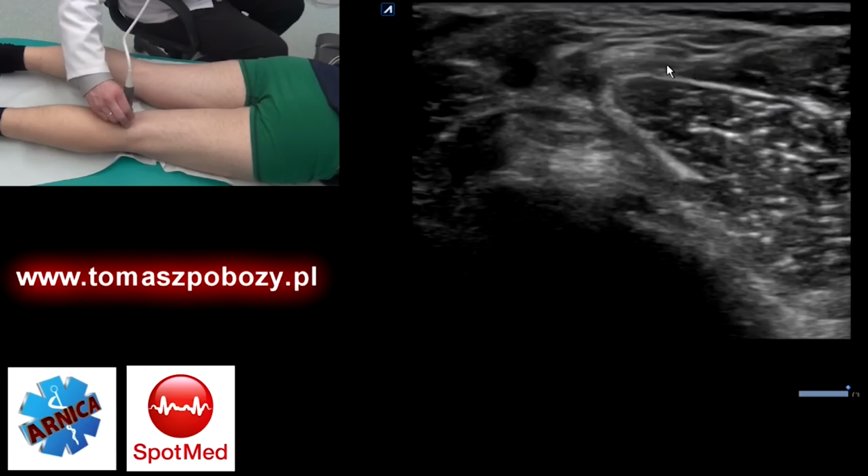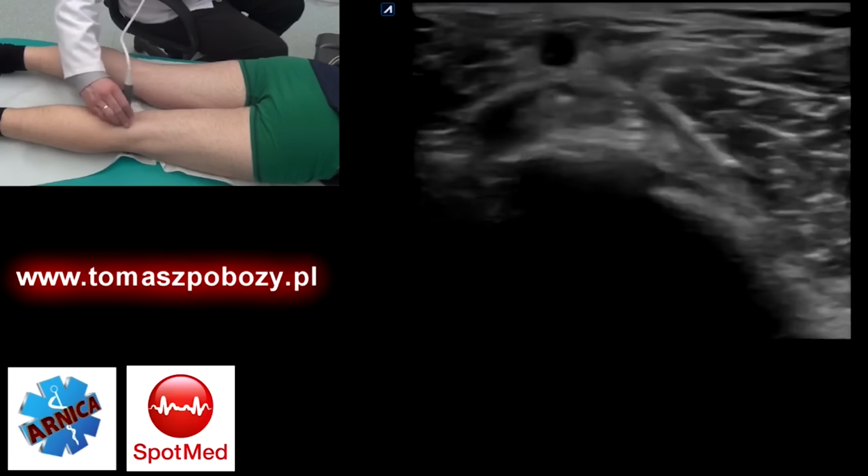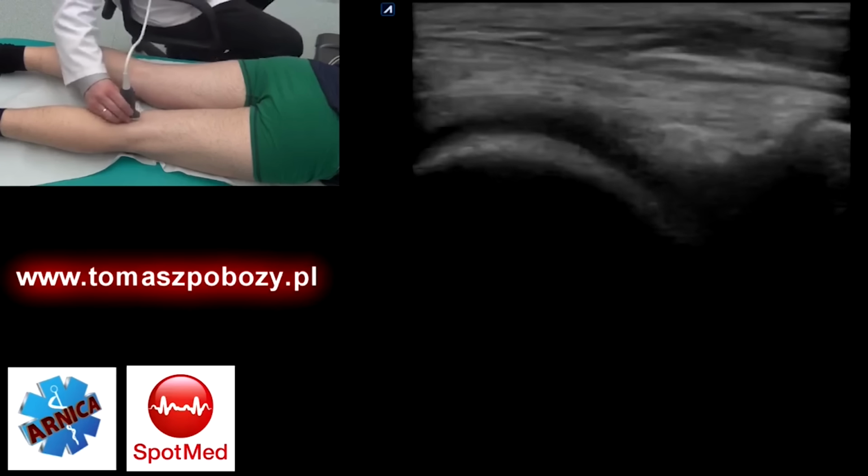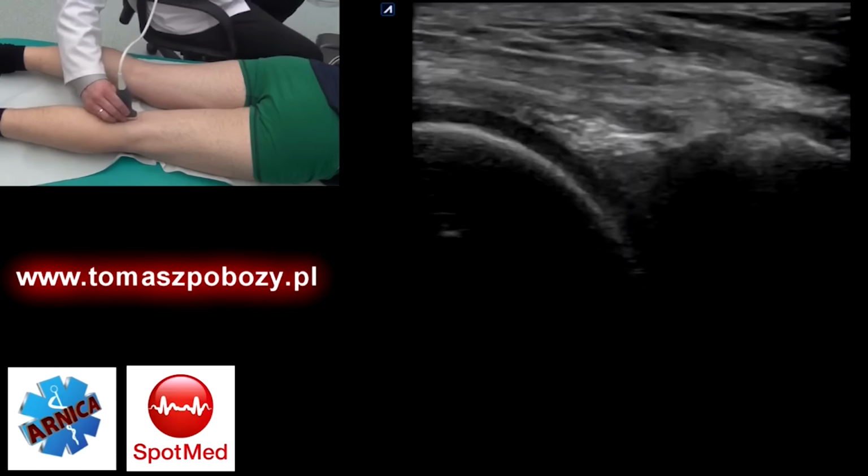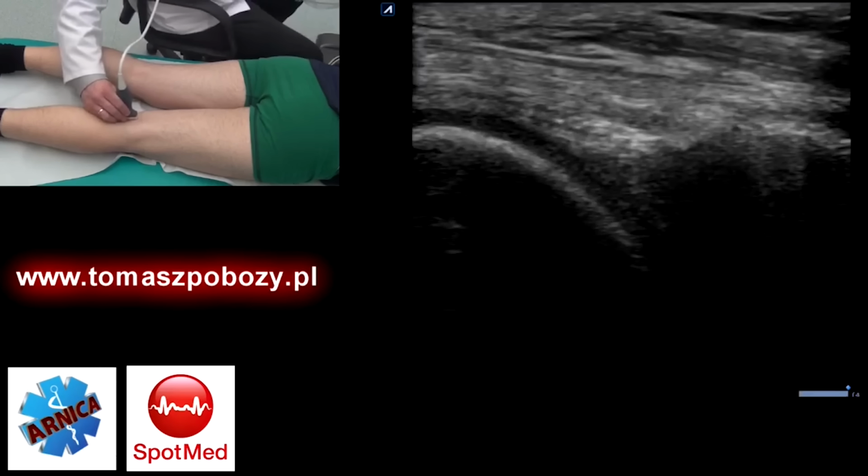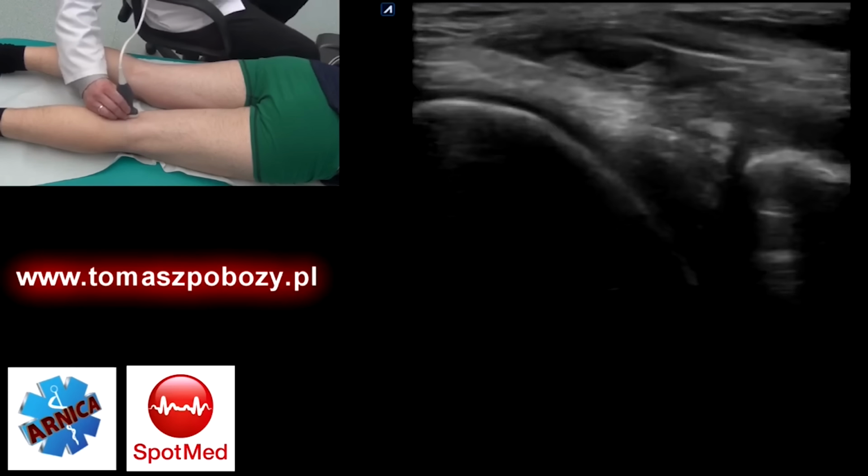The semimembranosus tendon can also be assessed in longitudinal view. At this attachment, tendinopathic changes appear as thickening and reduced echogenicity, occasionally progressing to partial or complete tears. This concludes the examination.